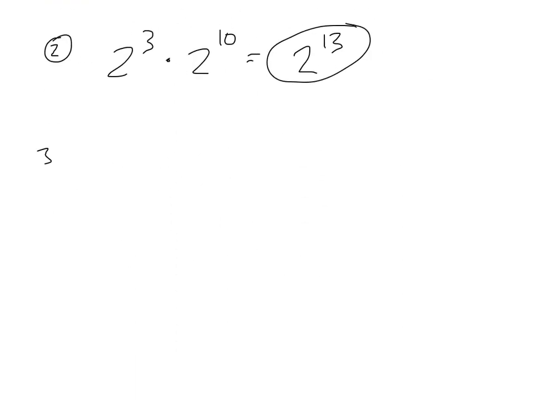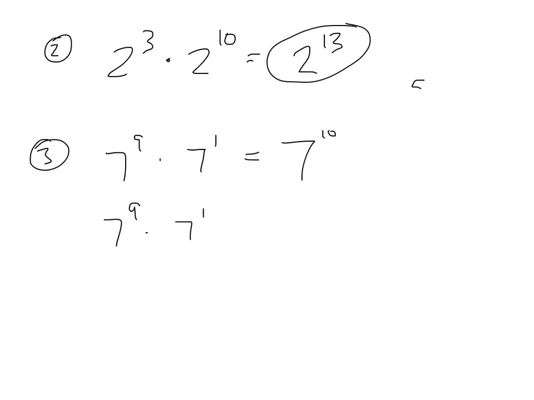What do you think about this one? 7 to the 9th times 7 to the 1st. Well, same base, so I keep the base of 7, add the exponents. 9 plus 1 is 10. Now what if I gave you 7 to the 9th times 7? Well, hopefully you look at that and say, well, 7 and 7, those are the same base, but what's the exponent here? Well, it's actually an invisible exponent of 1, just like we had up there, okay?